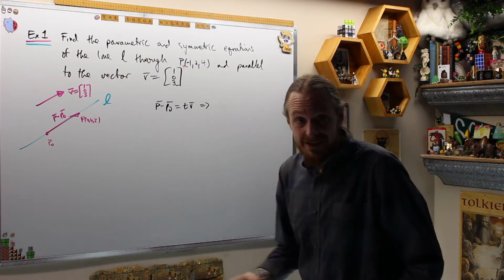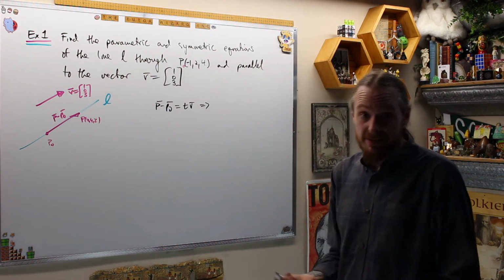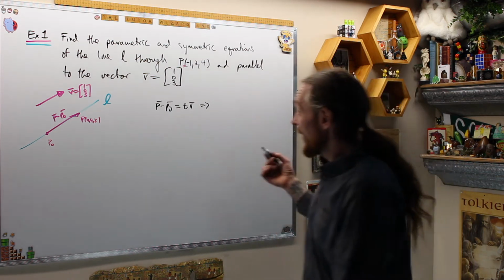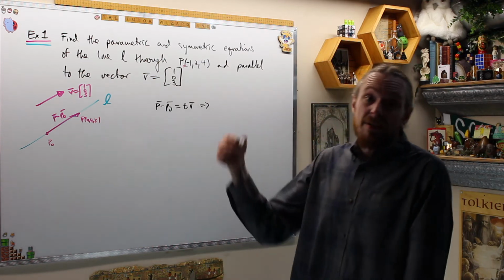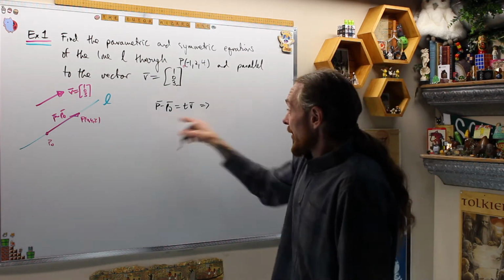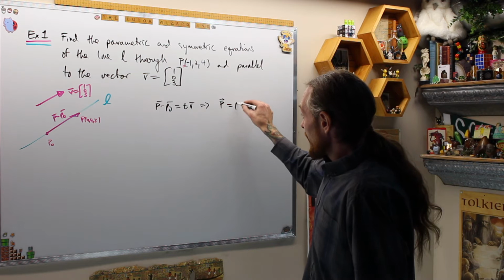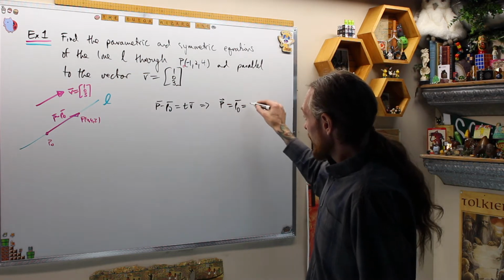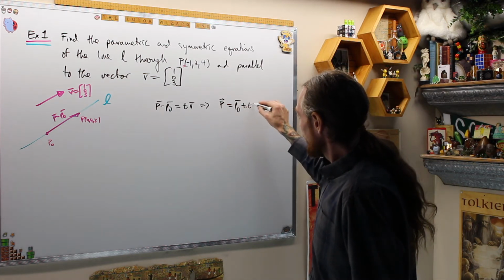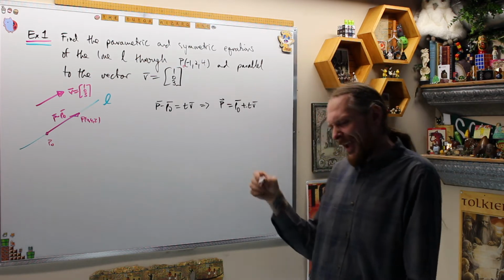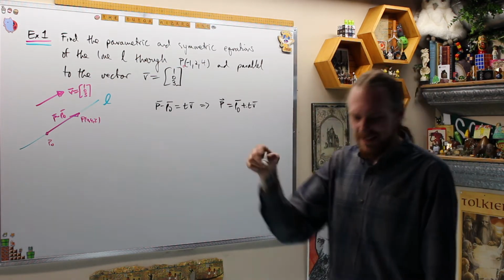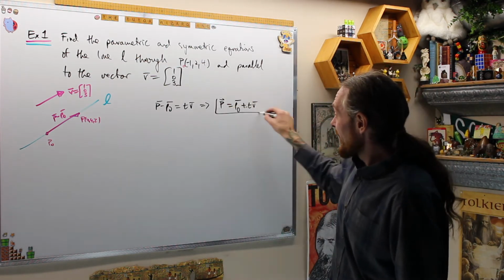I'm deriving it again every time. This is the easiest way for me to remember what's actually going on and not just memorize things. I memorize the derivation, not the consequence of the derivation. Therefore, now I get p is equal to p naught plus tv. You can watch TV as you're doing this. TV as you're watching TV. Now this is the vector form.